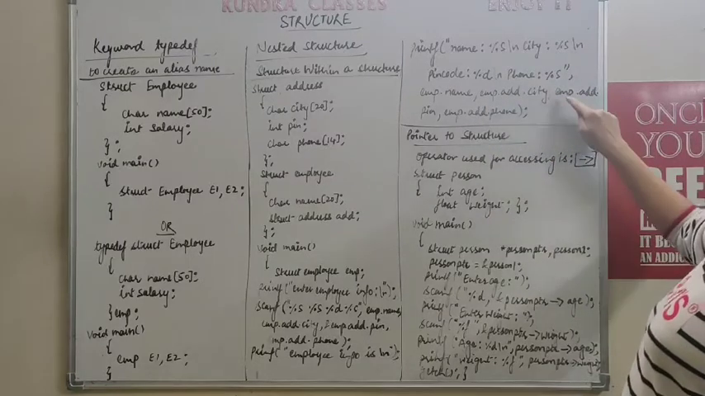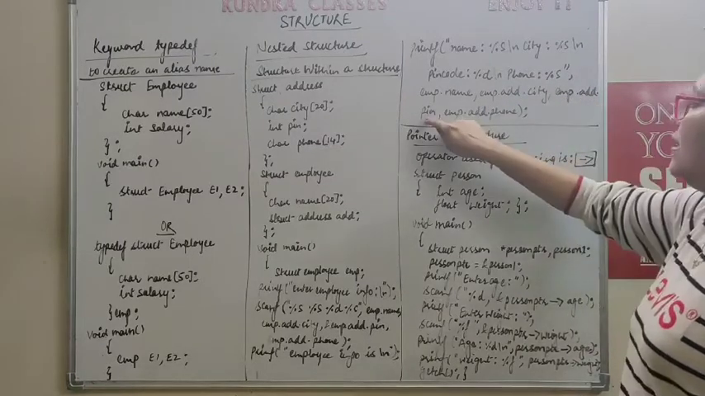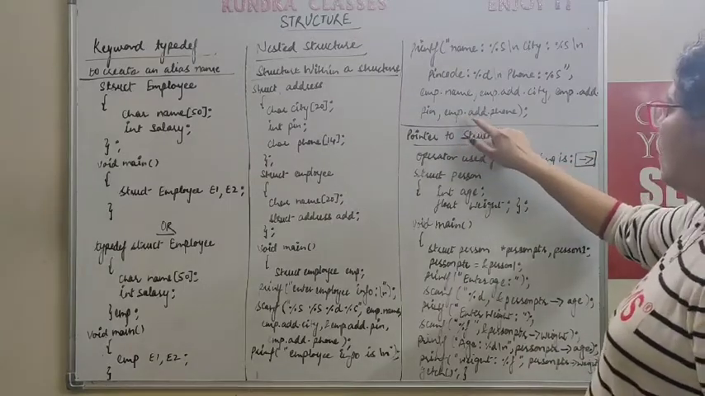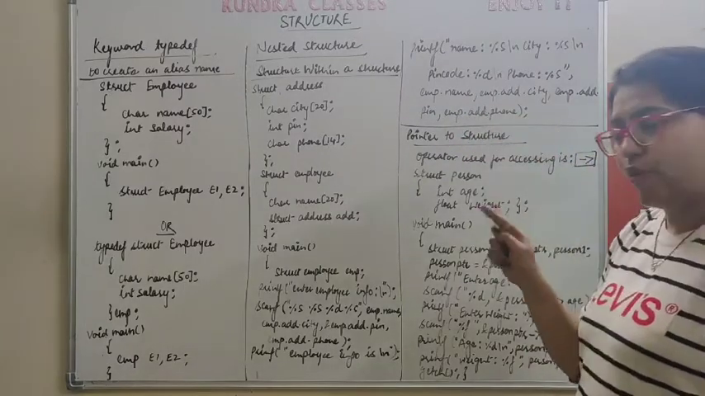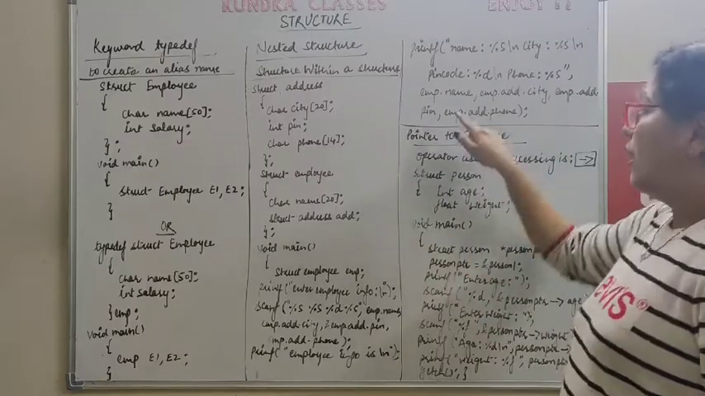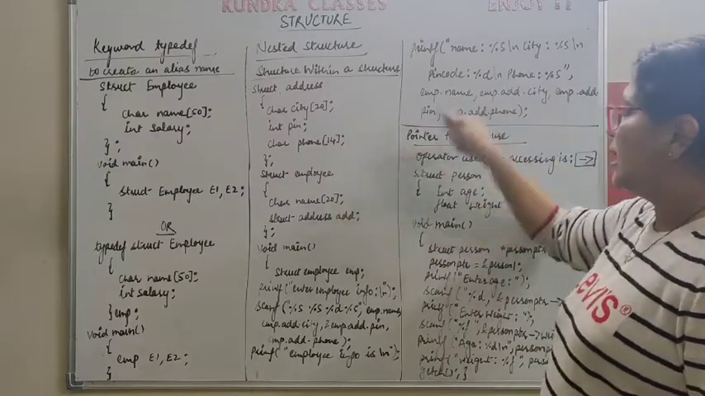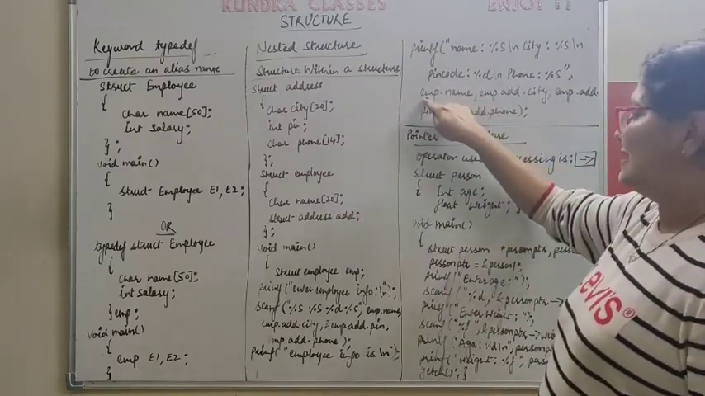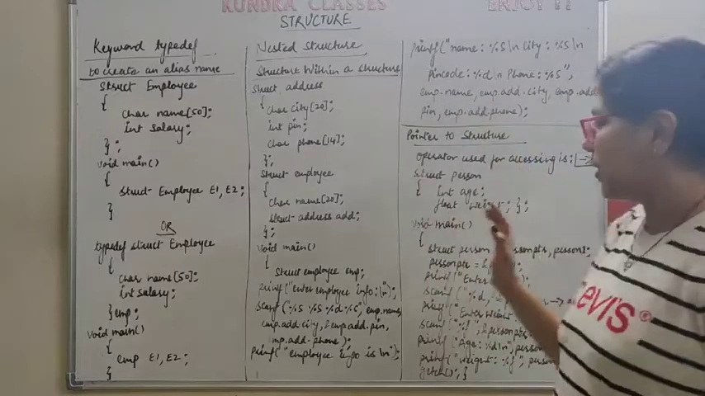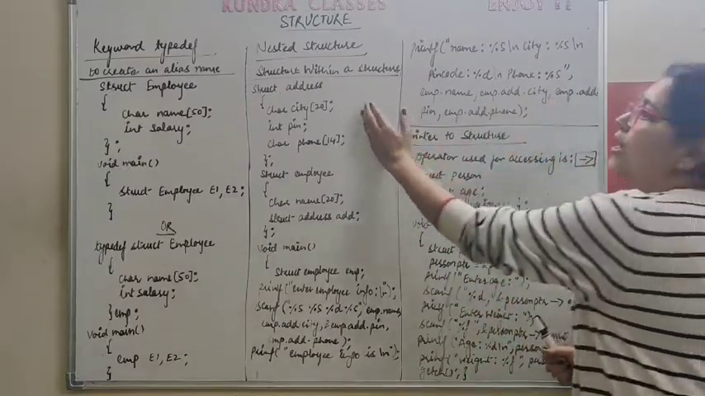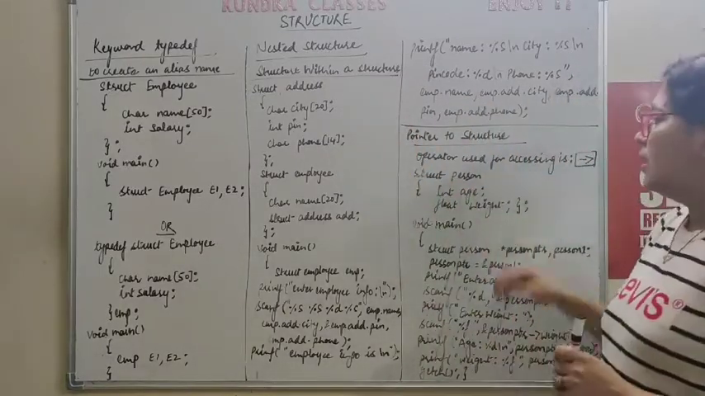emp.add.city for accessing city, emp.add.pin to access pin and emp.add.phone number to access phone. But for accessing name, it will be as simple as that, emp.name. Okay. So this is how the nested structure works.